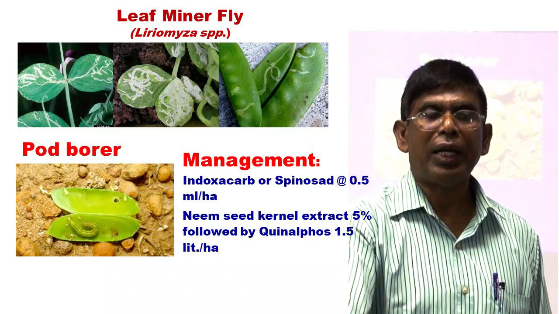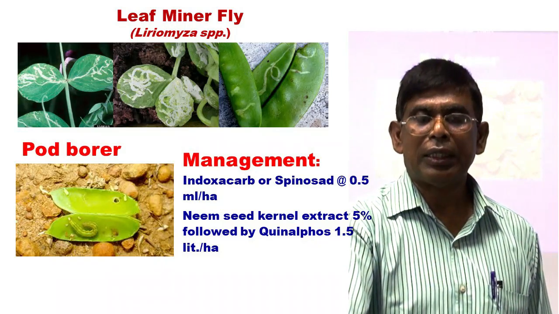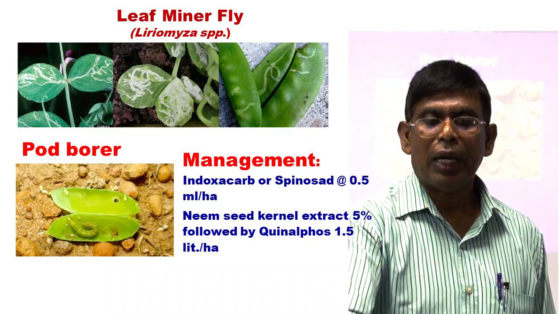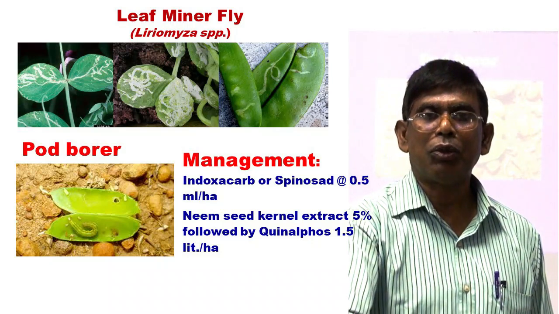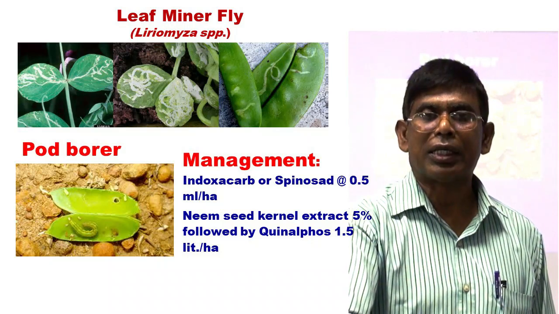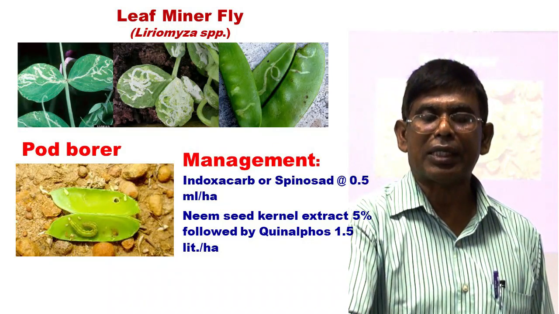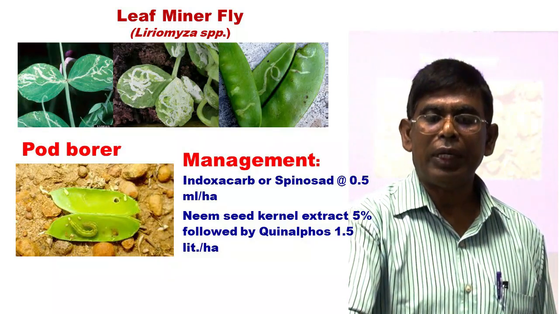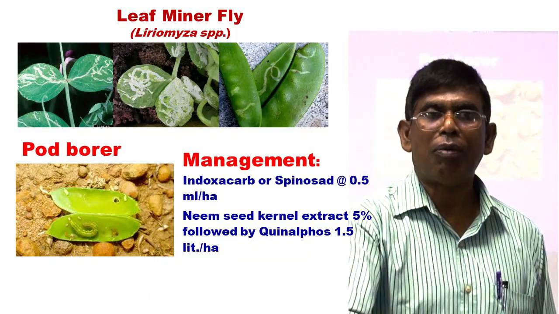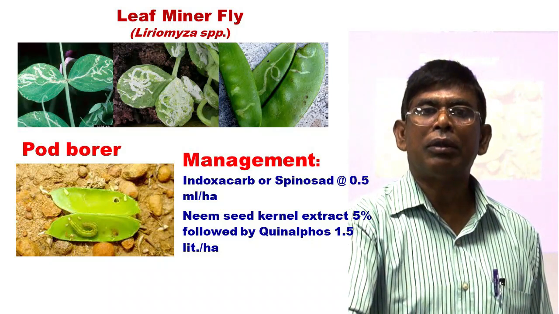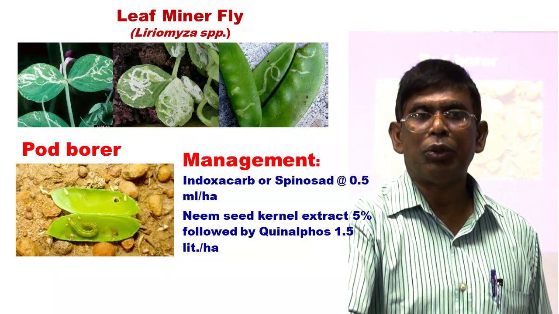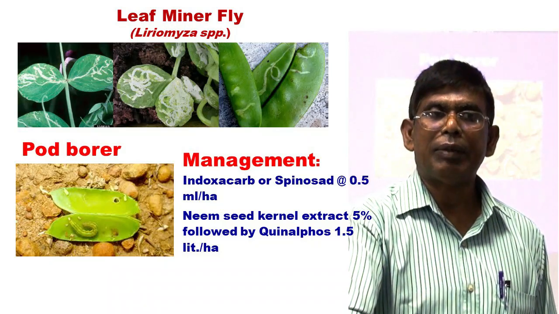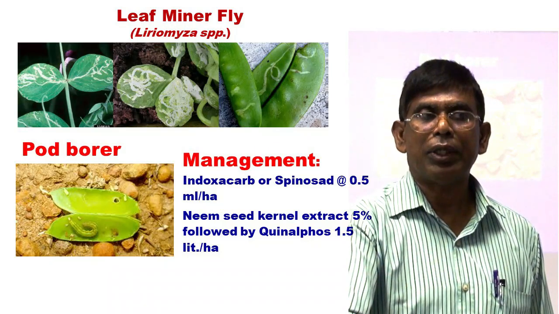Leaf miner fly actually makes a tunnel in the leaf tissue of the plant, and its symptoms show just like a snake structure, a white snake structure. It is very commonly found, and it damages the crop, and the chlorophyll content will be reduced, so yield will be hampered. And then pod borer, it damages all the grains of the pod.